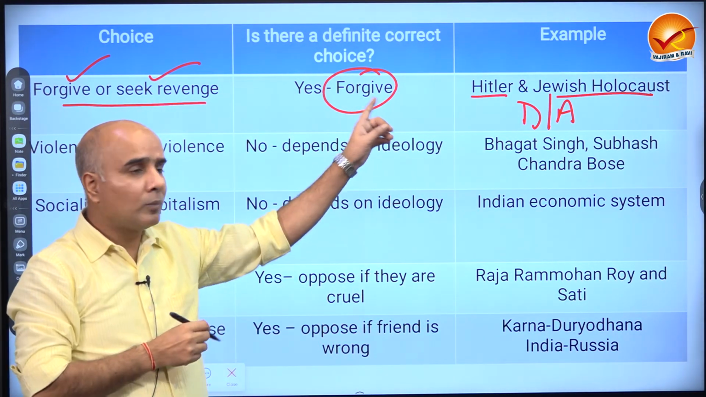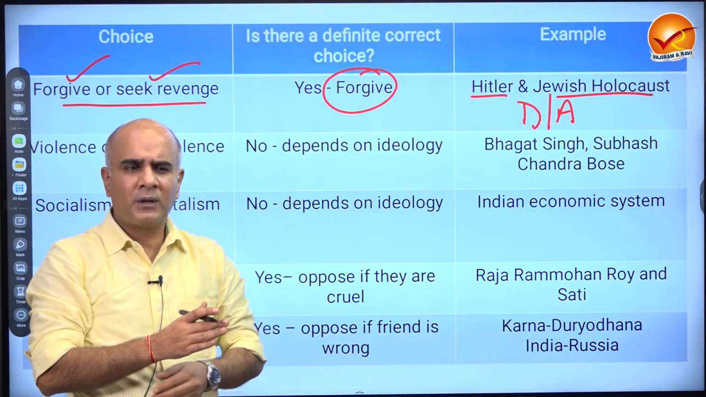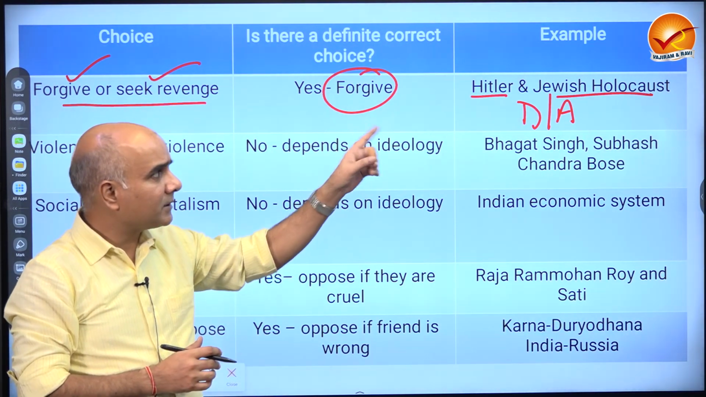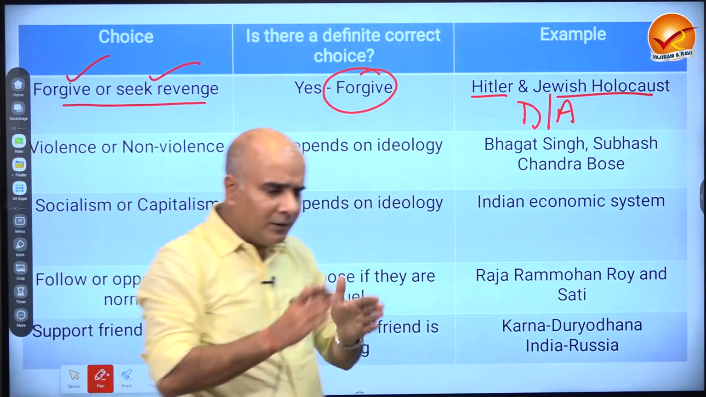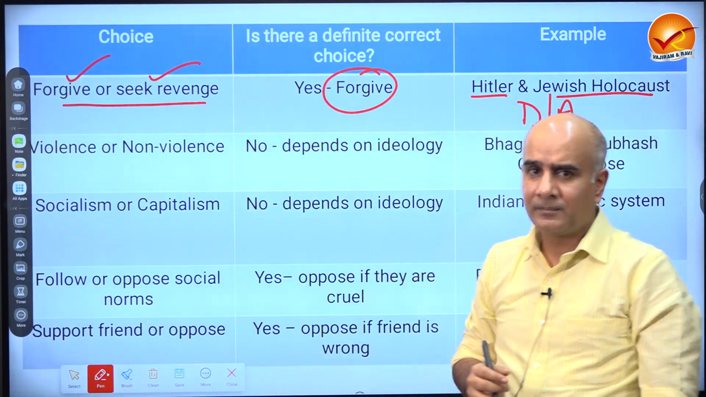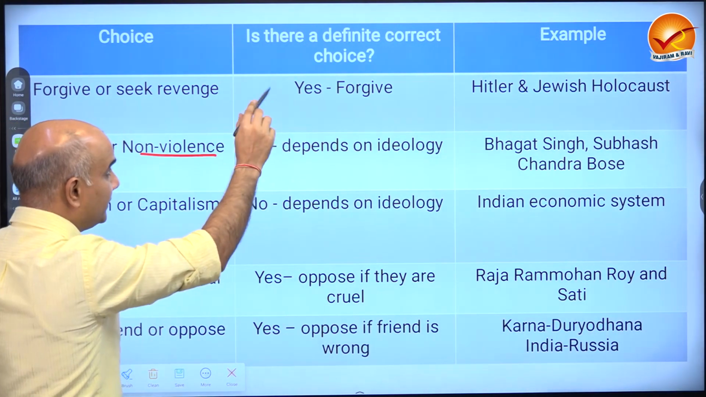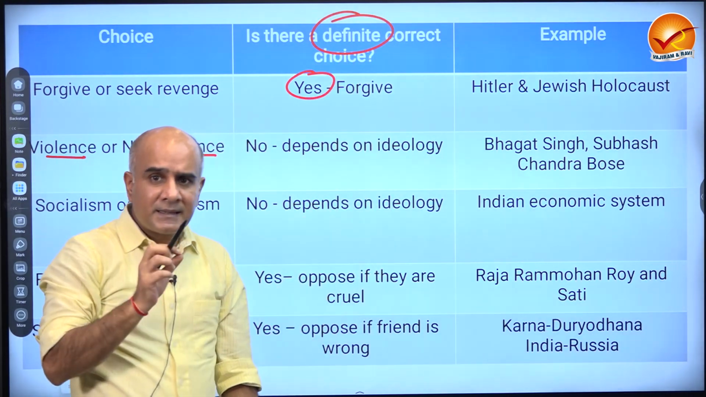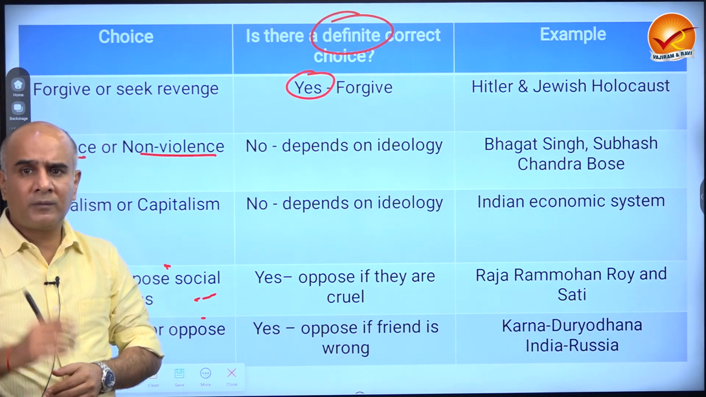On the other hand, I can talk about Hitler and the Jewish Holocaust. And Hitler was wrong not to forgive the Jewish community for whatever he believed they had done wrong to the German people. In these circumstances, is there a clear choice? Answer is yes. And when Hitler takes the decision, today the world unanimously says that his decision, his choice was not correct. Similarly, we have a choice between violence or non-violence. Now here, the answer was yes, there's a definite, and maybe just highlight this word also, is there a definite correct choice? Number two, should I choose violence or should I choose non-violence?